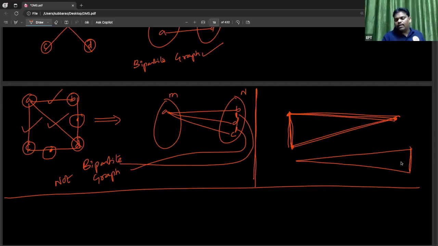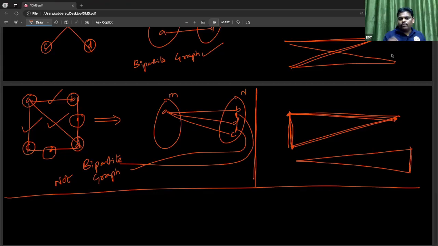So what I mean to say is, in the given graph, every cycle is an even length cycle. What is the meaning of even length? Even length means I will come and I will go also. I will go, I will come, again I will go, again I will come. So within the M, no need. Within the N, no need. In the given graph, every cycle is of even length, then it is a bipartite graph.